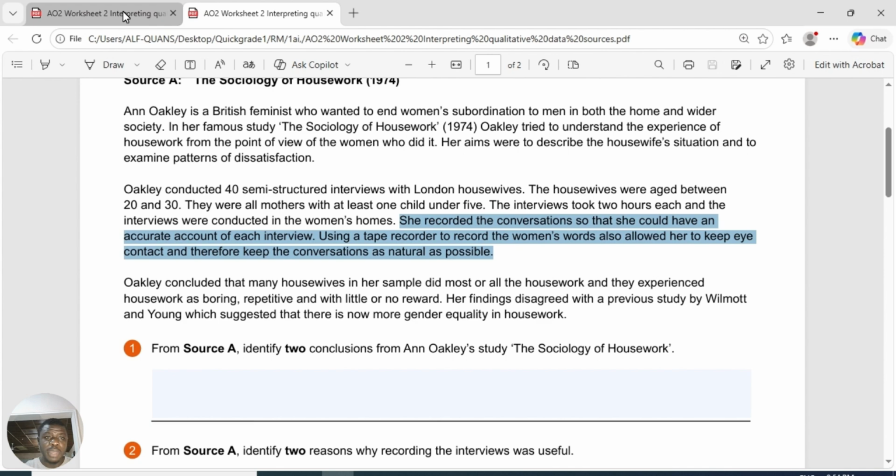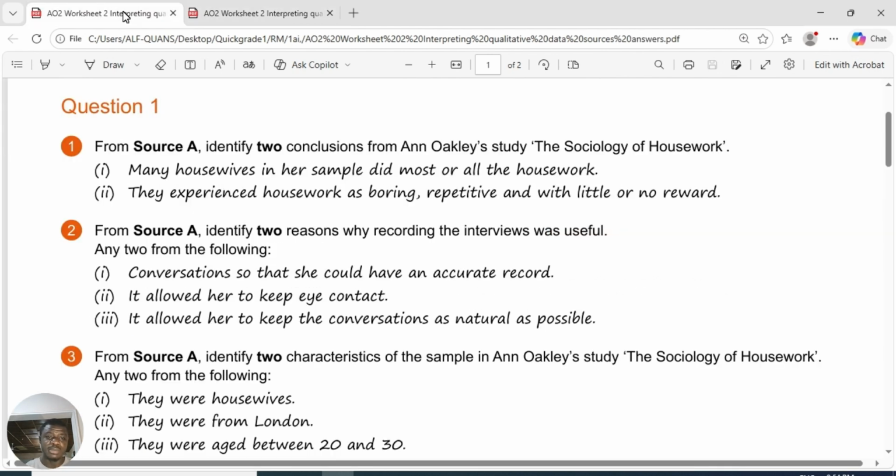Now let's compare it with the answers that we have here. Clearly, the first answer says Oakley recorded the conversation so that she could have an accurate record. It allowed her to keep eye contact. It allowed her to keep the conversations as natural as possible. Once again, no explanation for these answers. You just have to identify the answers and write them down.